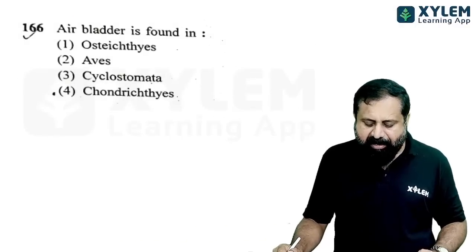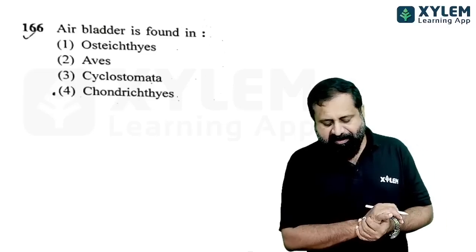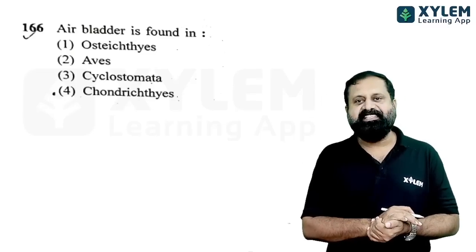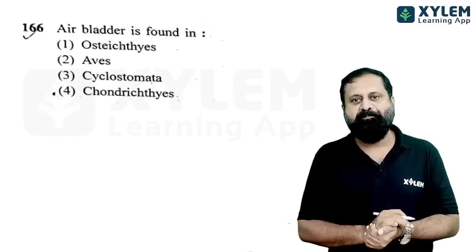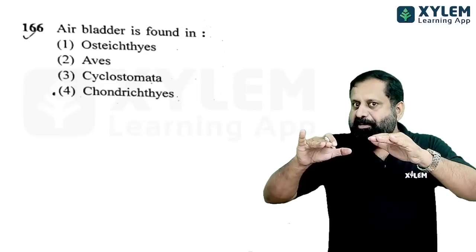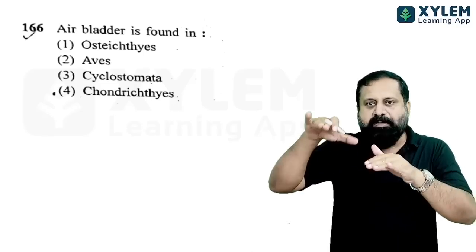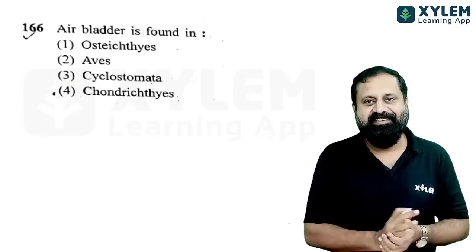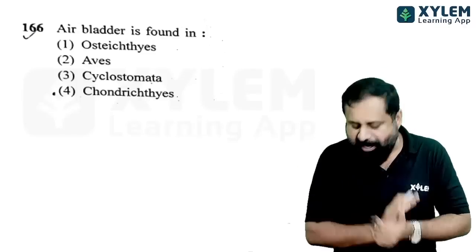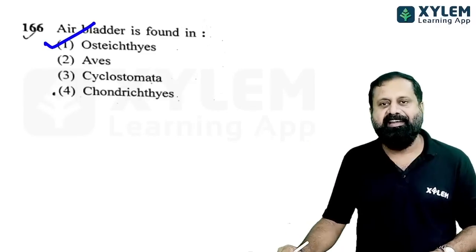166. Air bladder is found in osteichthyes, aves, cyclostomata, chondrichthyes. Actually, the air bladder is a structure found in bony fishes. It helps to float in water. The fish can float in water without sinking. That is called buoyancy. The buoyancy is given by air bladder. So the right answer is bony fish. Here the option is 1.